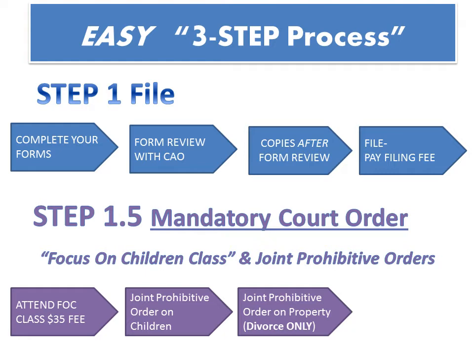Once all these orders have been issued by the clerk, your paperwork is going to be divided up into 3 piles. First, you'll have a pile of all the paperwork for the judge, and then you'll have a pile of all the paperwork for you, and then a pile of all the copies of the paperwork for the other party to be served with. When you are done at that counter, you've just transitioned from step 1, filing, to step 2.